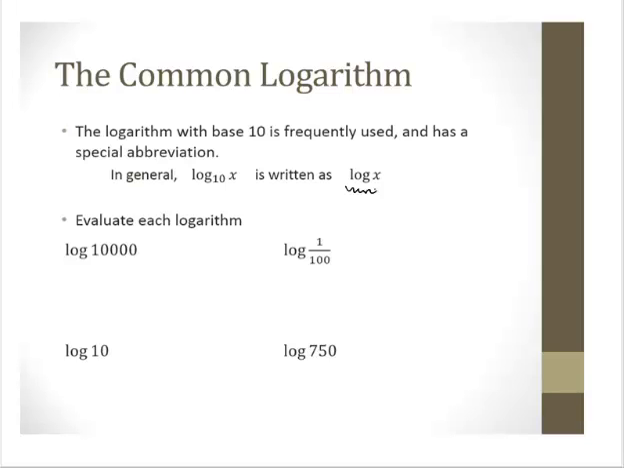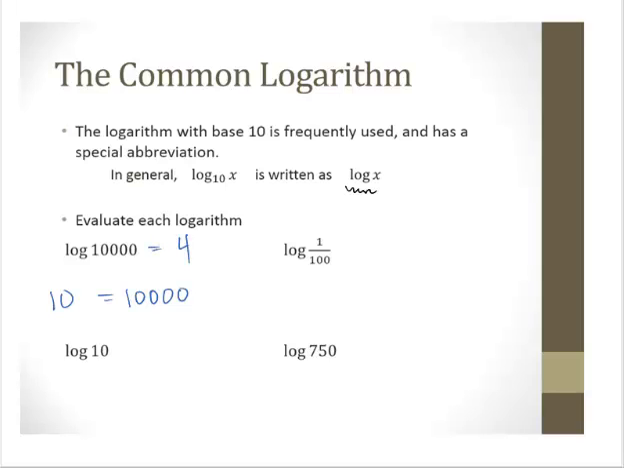Alright, so then the log of 10,000. The log of 10,000 asks us, understood, base 10, what exponent goes on base 10 to get 10,000? Well, since it's a 1 with just a number of zeros after it, you just read the number of zeros. So that would be 4.